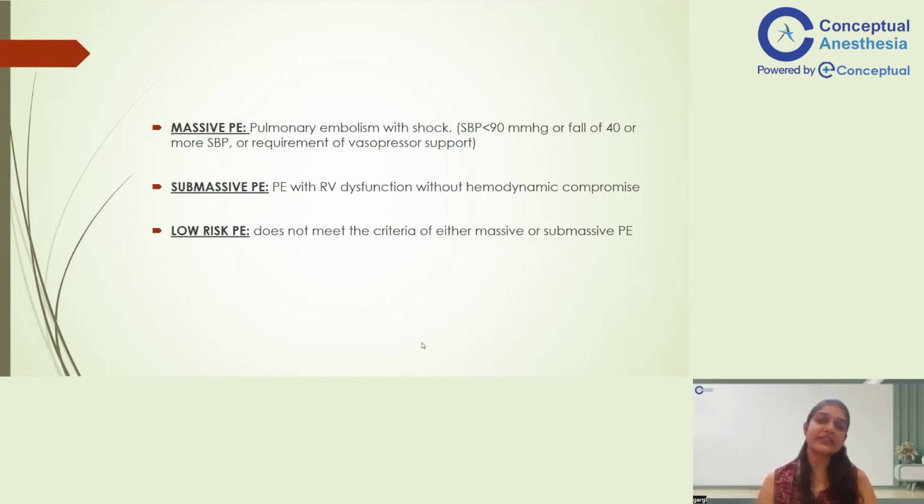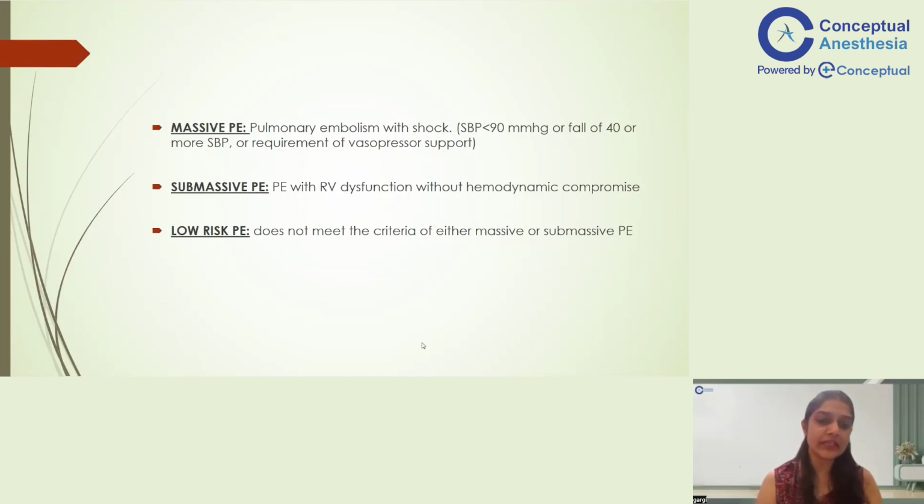There is something called a submassive pulmonary embolism also, in which the patient has pulmonary embolism. You perform an echocardiography in that patient, you will see that there is RV dysfunction, but the patient is so far hemodynamically stable. So you know that there is an impending massive pulmonary embolism in this patient, and at that point of time, you have to stop the progression. So that is going to be called a submassive pulmonary embolism.